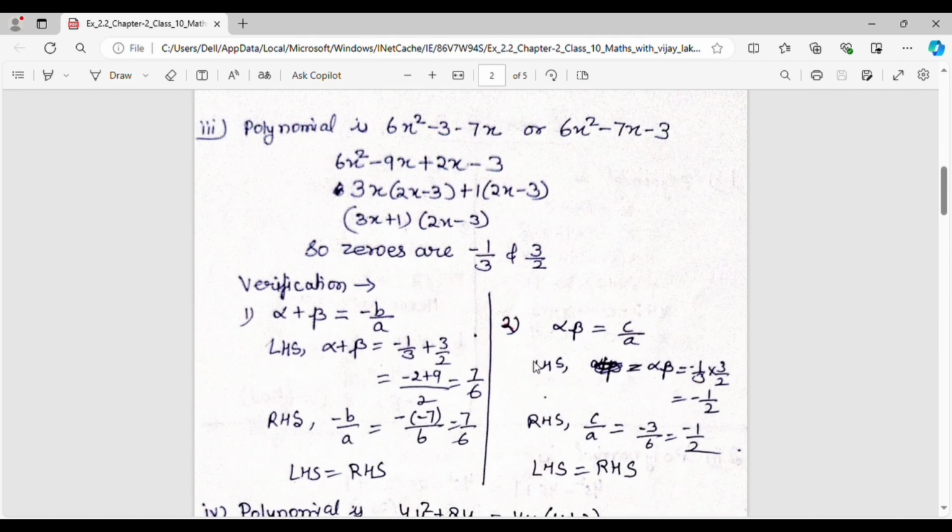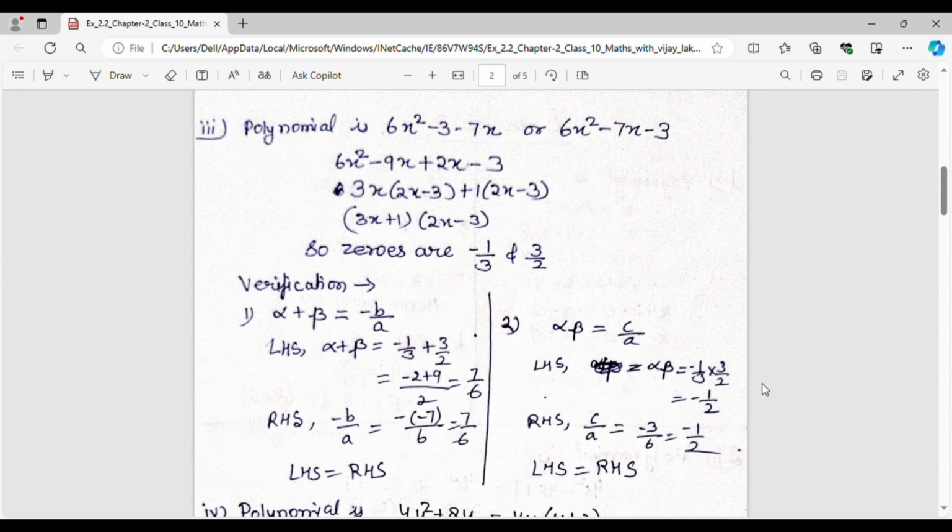The next polynomial is 6x square minus 3 minus 7x. In this we have to adjust it into the standard form, ax square plus bx plus c. So it would be 6x square minus 7x minus 3. We will find two numbers for which the product is minus 18 and the sum is minus 7. So the numbers are minus 9 and 2. After solving this by factorization, we will get zeros as minus 1 by 3 and 3 by 2.